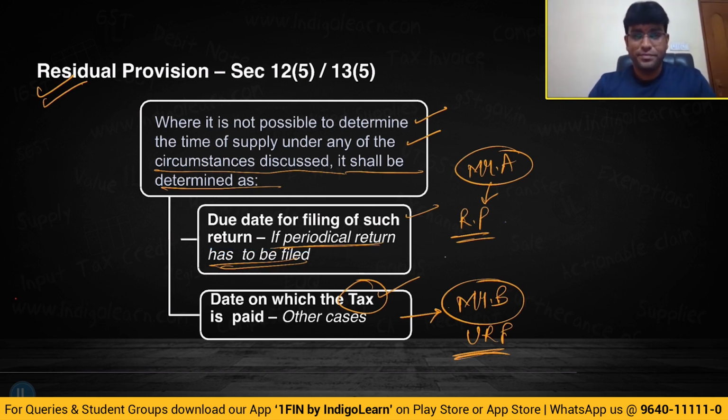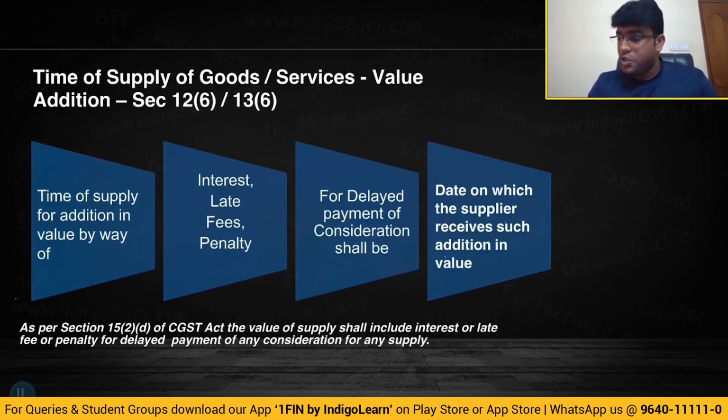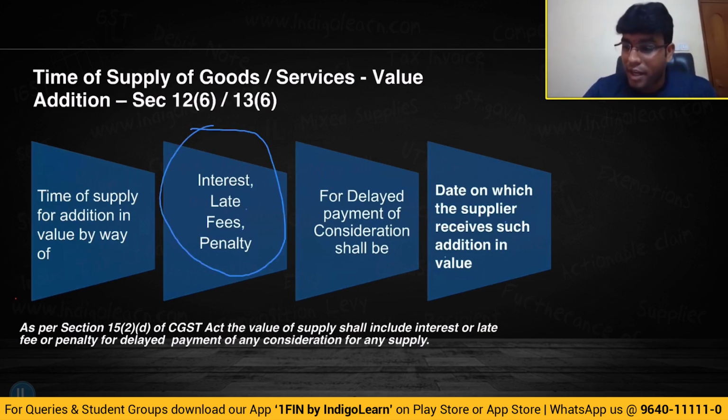Done. Next. Moving forward. 12.6, 13.6: Time of supply for value addition. Time of supply for addition in value by way of what, sir? Interest, late fees, penalties. Now when I talk about interest, late fees, penalties, it's important to know this concept of interest, late fees, penalty.